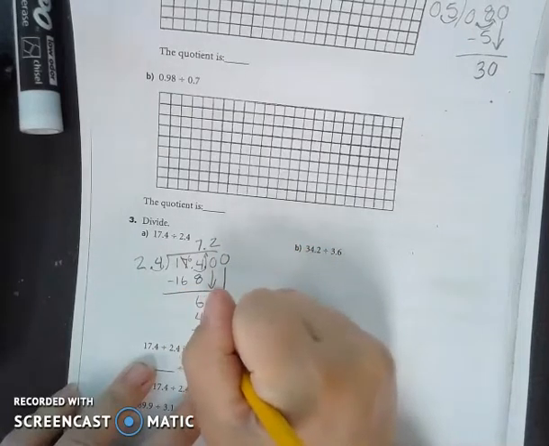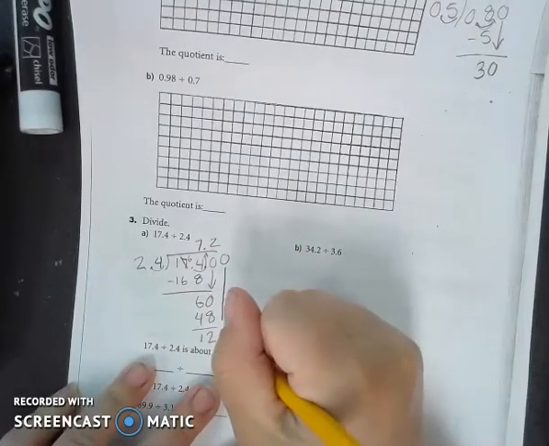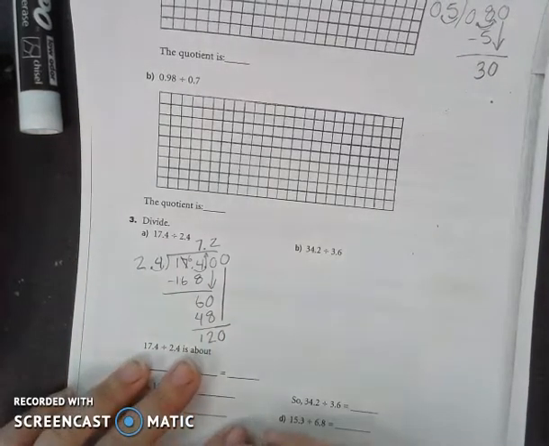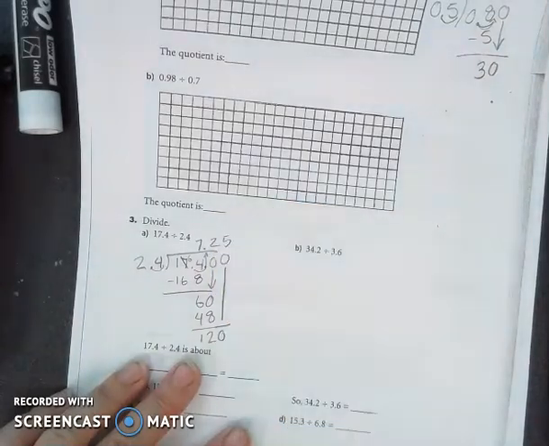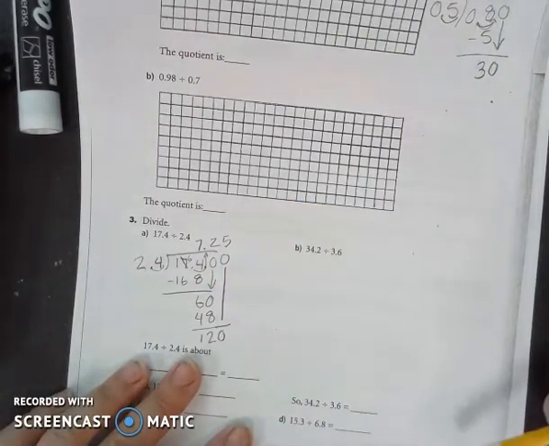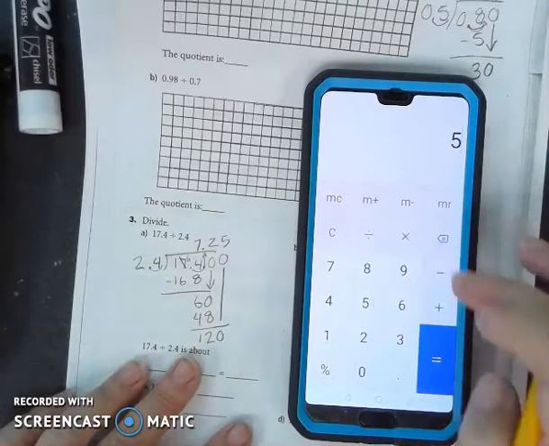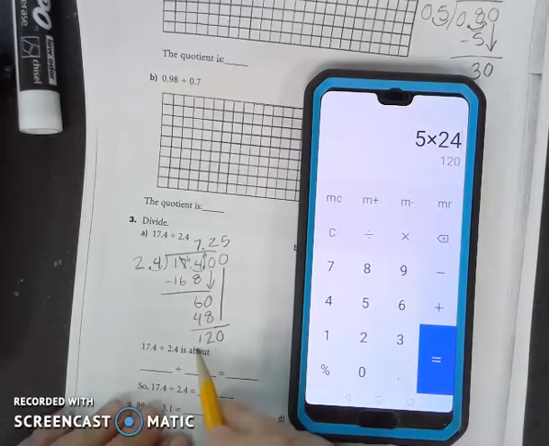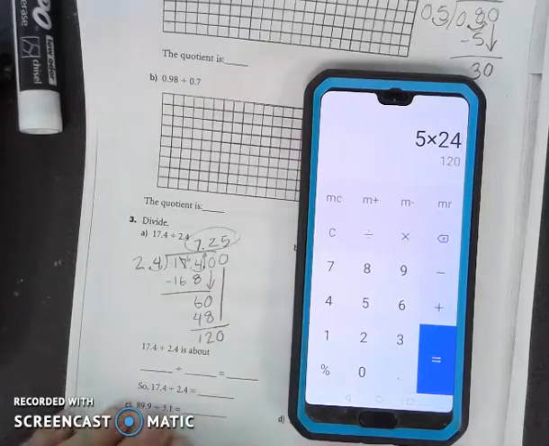Which gives me a remainder of 12. Bring down the 0. I want to know how many times 24 goes into 120. It actually goes in there 5 times. If I wanted to, I could do the math there. 5 times 24 equals 120. I know that that evens out now. And so my full answer is 7.25.